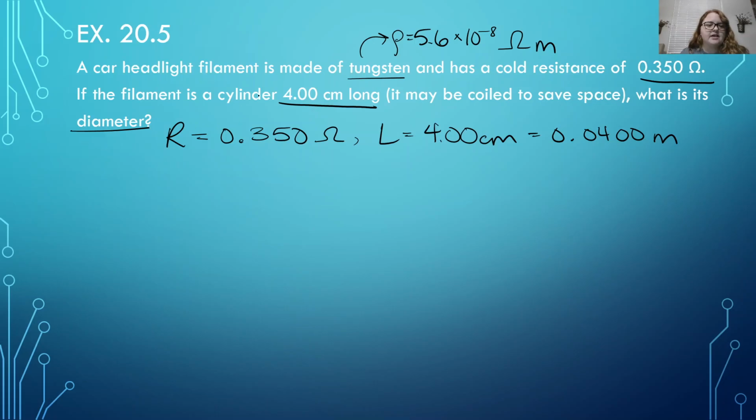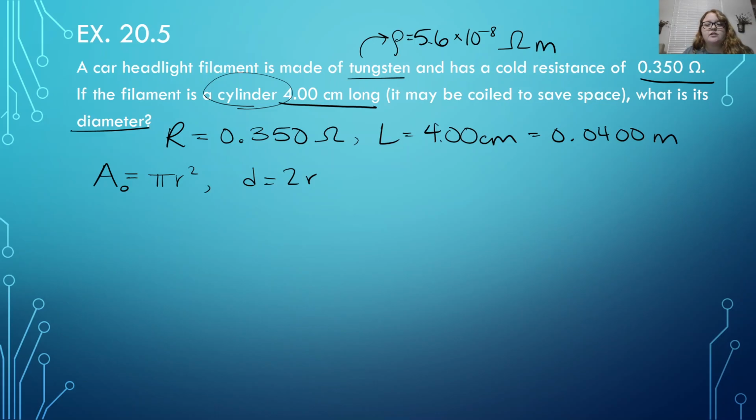Remember that we have a cylinder here, and so we will need to find the cross-sectional area of the cylinder, which will be the area of a circle, or pi r squared. And this is going to give us our radius. Eventually we will need to use that diameter is equal to 2 times the radius. Okay, that's a lot of information we've got there.